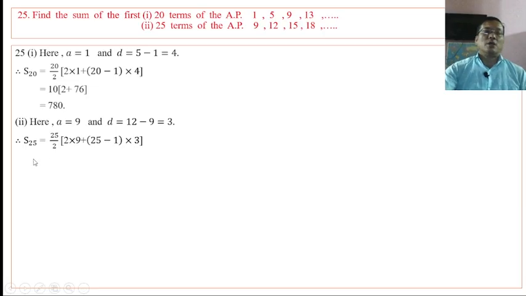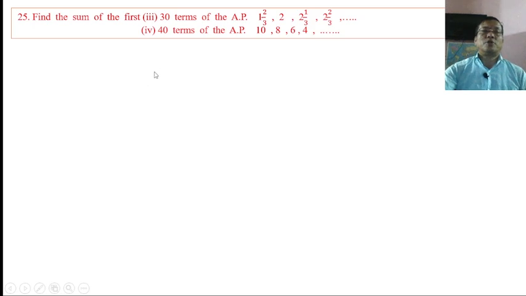Using the Sn formula, we have S25 equal to 25 by 2 times 2a, which is 9, plus n minus 1, n is 25, minus 1 times 3. Solving, we have 1125.